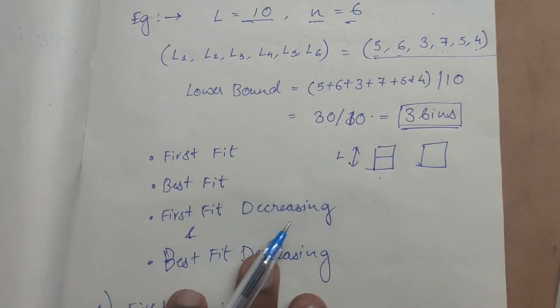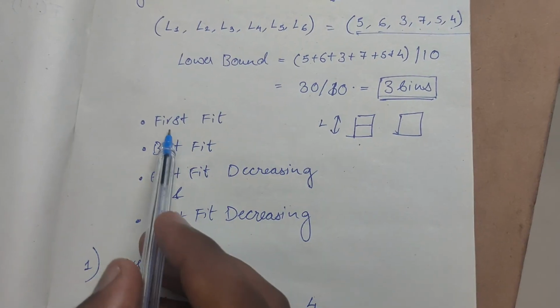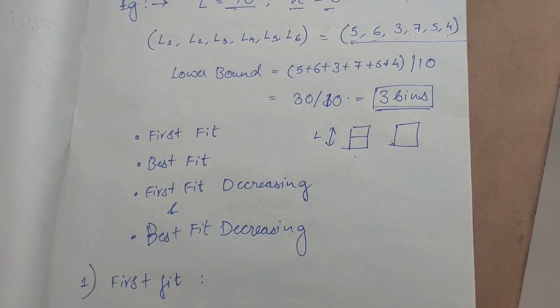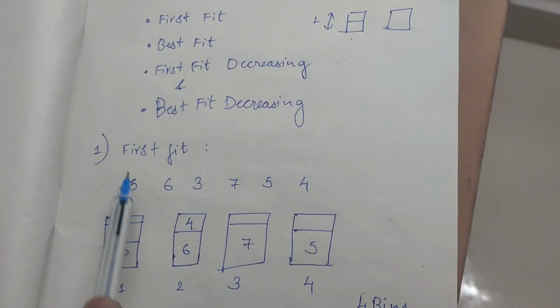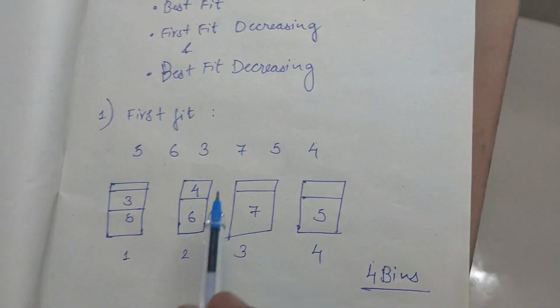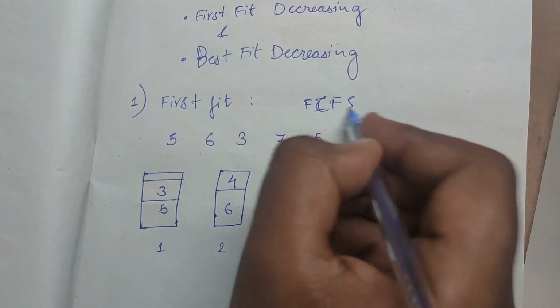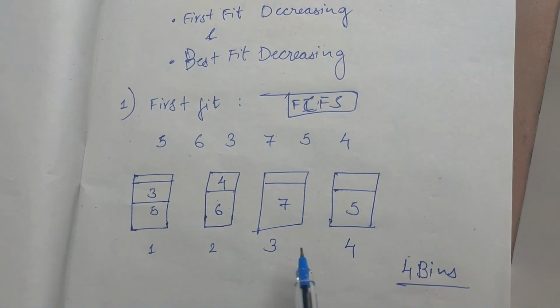To find this, you have 4 methods: first fit, best fit, first fit decreasing and best fit decreasing. Fine. So first thing, first fit. First fit is nothing but FIFO, first come first serve. It follows the first come first serve method.